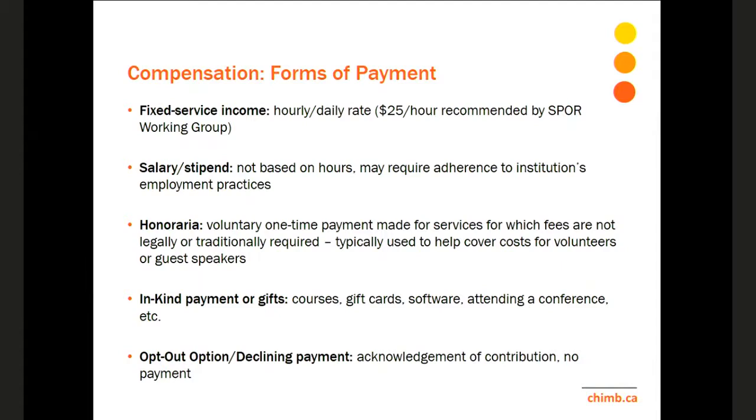So the question is, I'm just going to repeat for the mic. The question is if we ask for a social insurance number for all these forms of compensation. No. There are different ways to go about this depending which institution you're at.